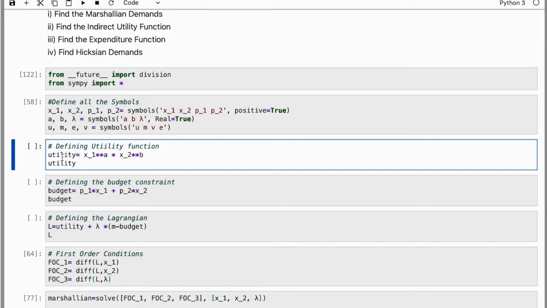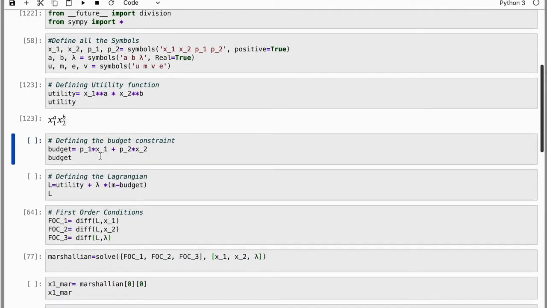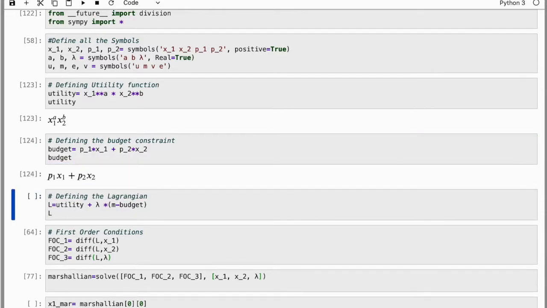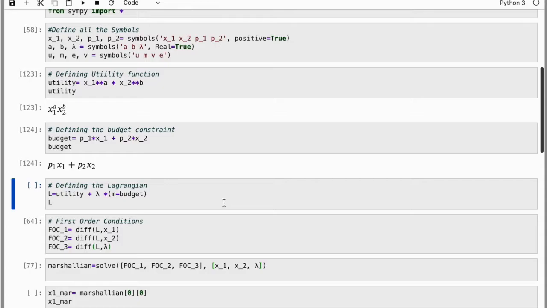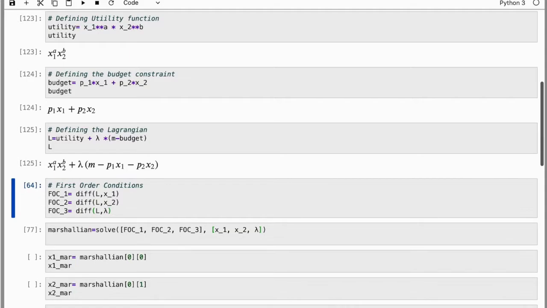So let's start with defining the utility function. Utility is equal to x1 to the power a times x2 to the power b, and we can see it looks like this. Now we define the budget constraint, which is p1 x1 plus p2 x2, and so this is our budget constraint. And then we are going to construct the Lagrangian, which is simple: L equals utility plus the Lagrange multiplier multiplied by m minus the budget. So in this case, this is what it looks like.